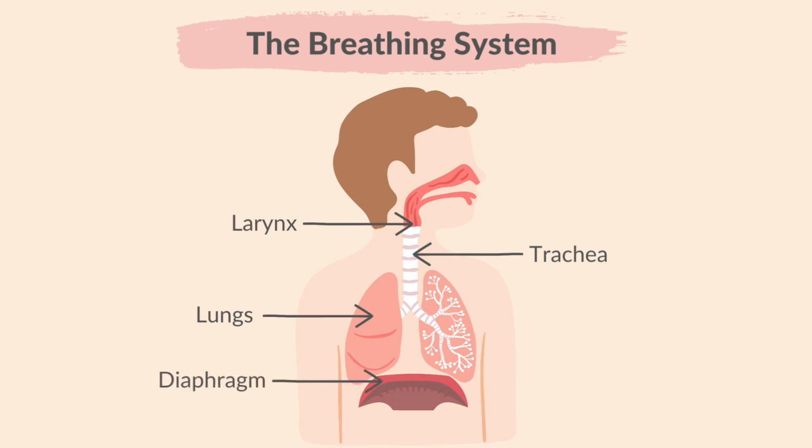This is the diaphragm, a flat sheet of muscle under the lungs which helps change the volume of the chest during breathing. These are bronchi, which are tubes that branch out into two from the trachea, carrying air from the trachea to the lungs. And these are bronchioles.